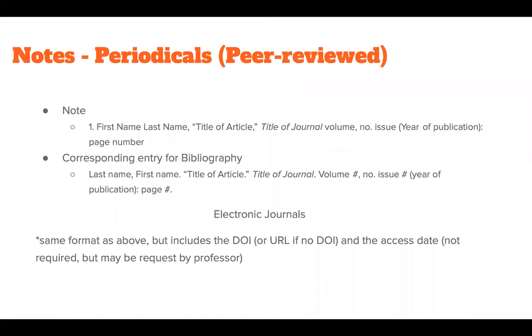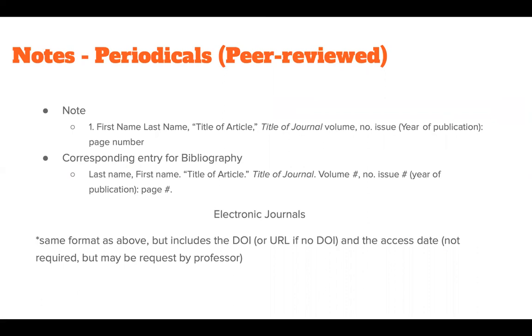Okay, so now we have the way that we would do notes for a peer-reviewed journal or periodical. So this is going to be pretty similar to what it would be for a book, except it'd be title of article, and instead of italicized, it's in quotations, and then the title of the journal is italicized. And then we have volume, and then the number of the issue. And so this is what it looks like. And remember to pay attention to punctuation when you're doing them.